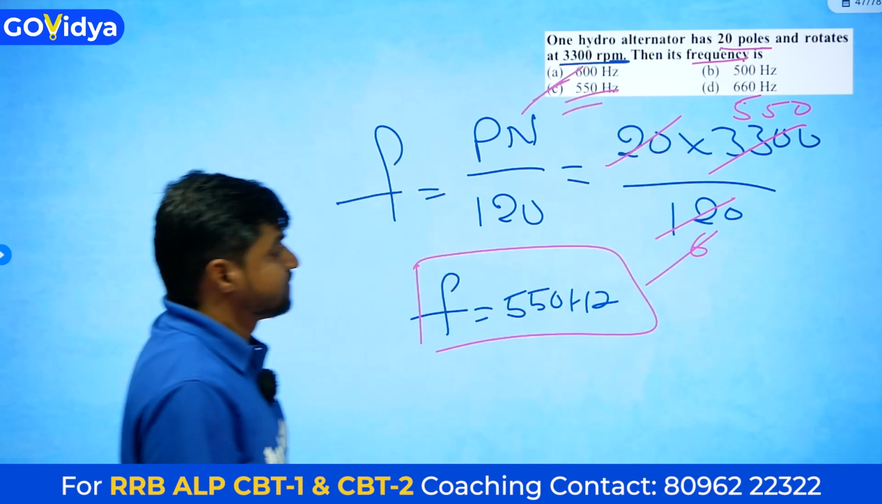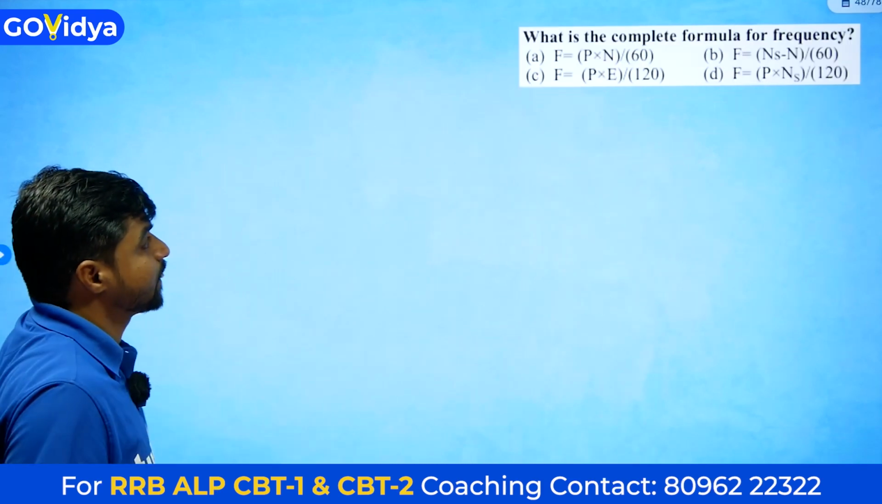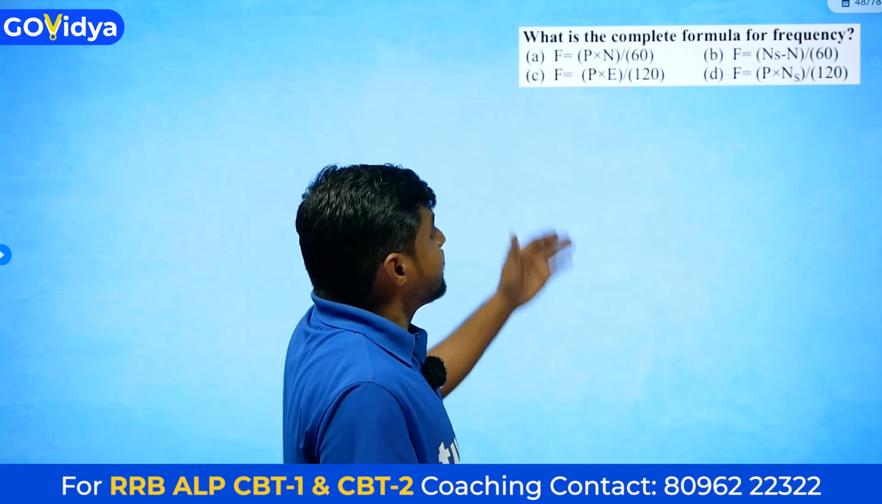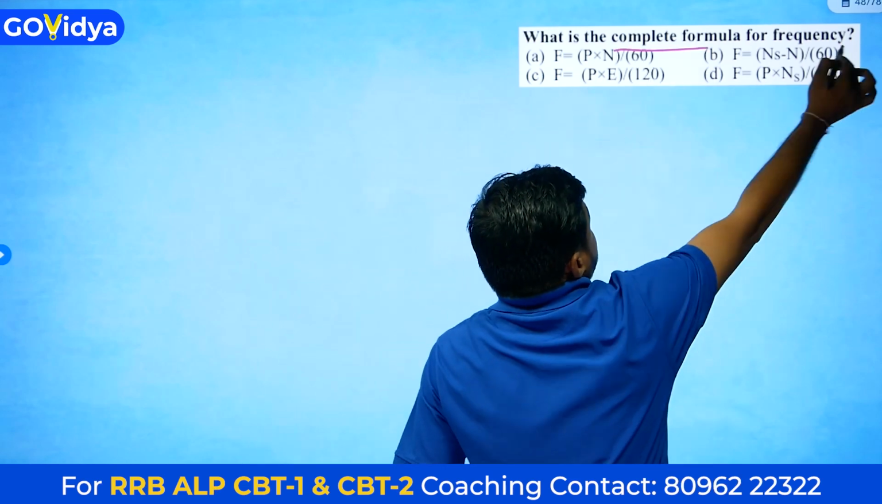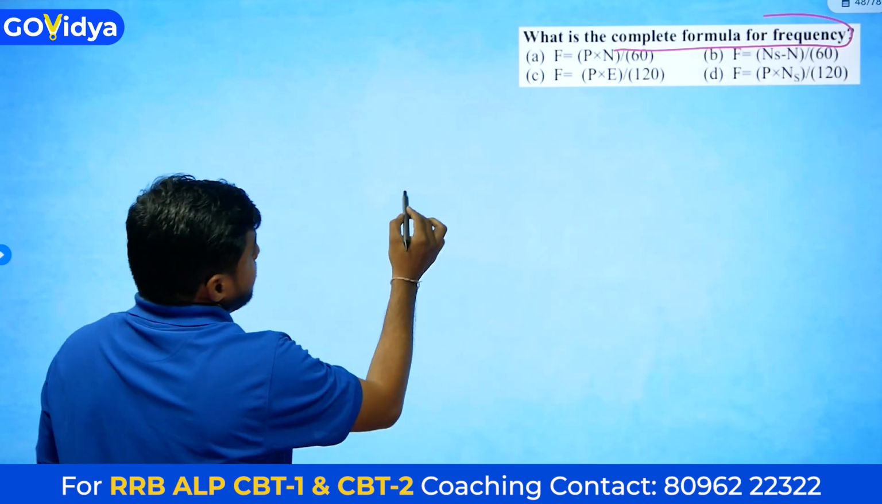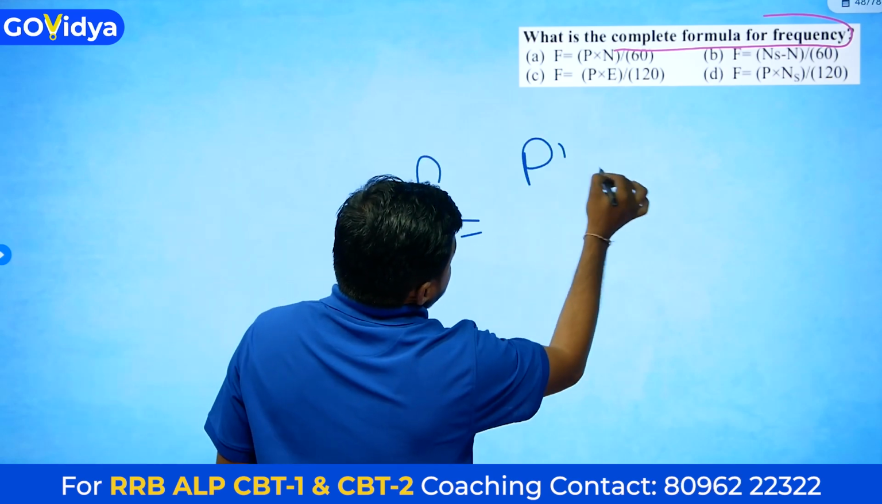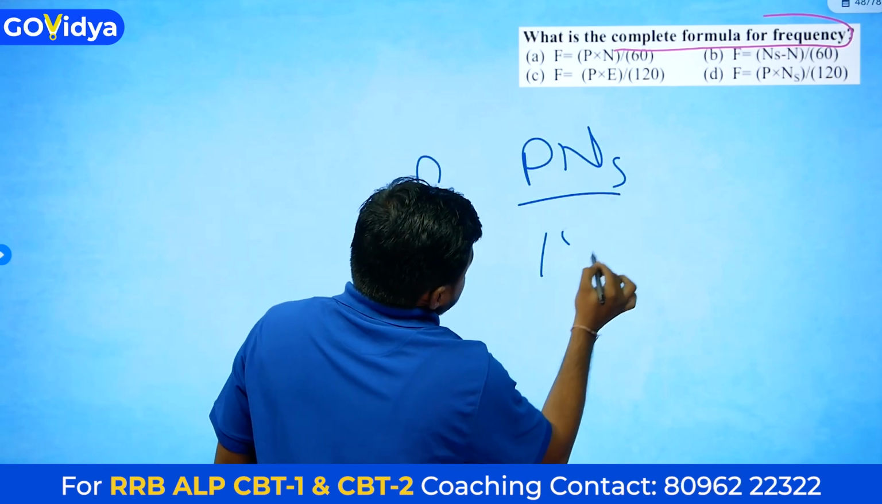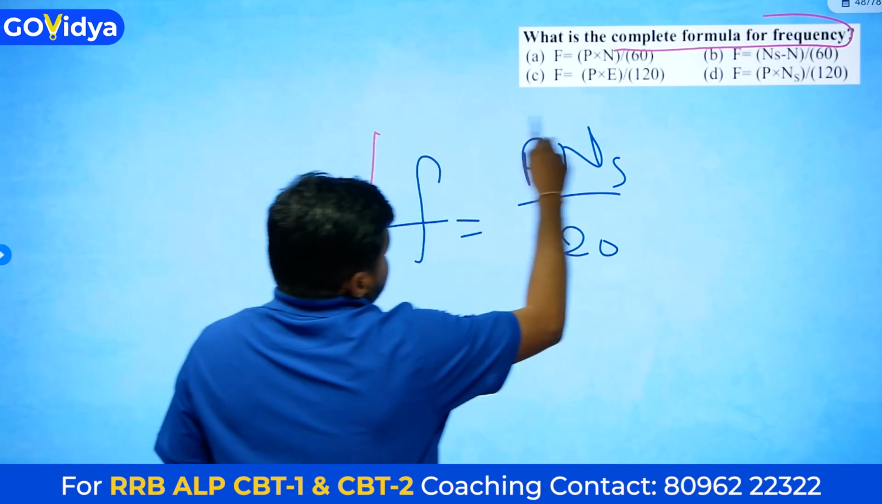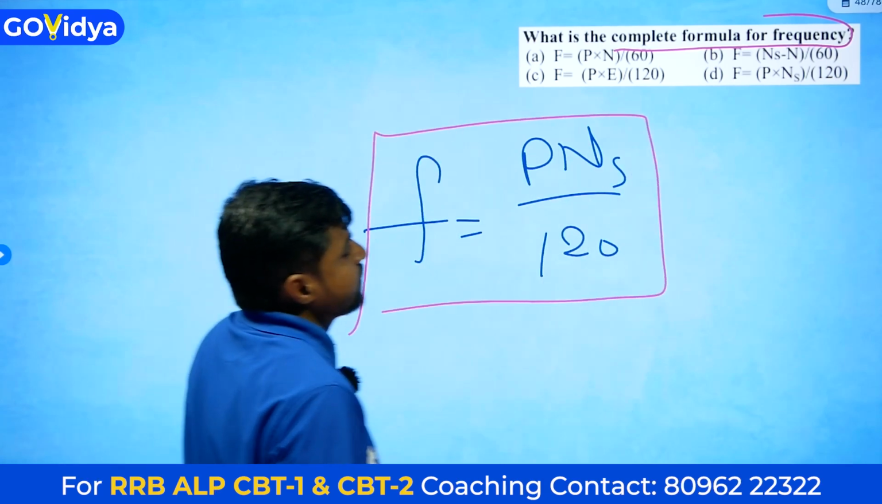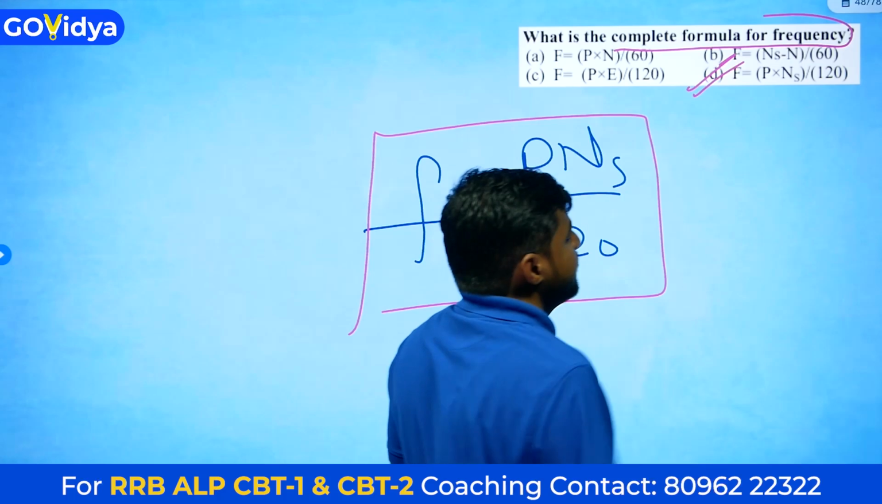Next question, what is the complete formula for frequency? Frequency is equal to P Ns by 120, number of poles into synchronous speed by 120. From the options, option D is the correct answer.